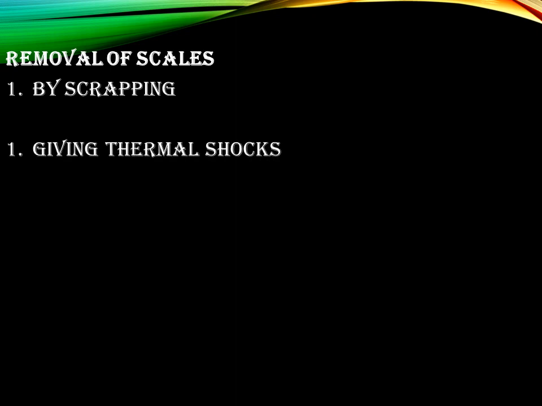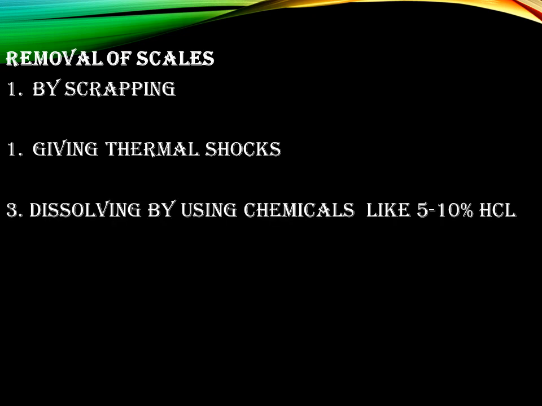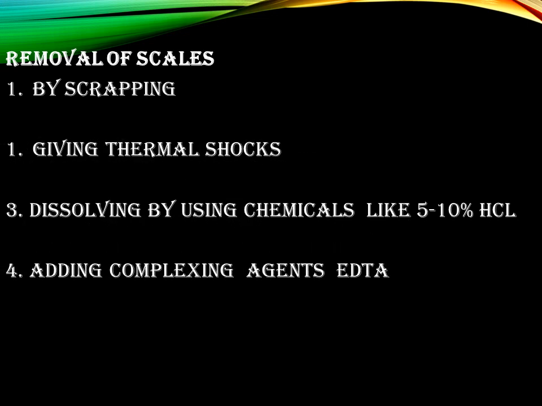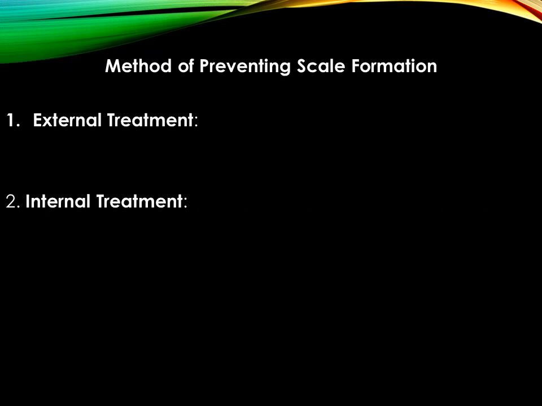Removal of scales. How can the scales be removed? By scraping. Giving thermal shock. Dissolving by using chemicals like 5 to 10% hydrochloric acid, we can dissolve the scales. Then we can use a complexing agent like EDTA. By adding this, we can remove the scales. Fifth one is the blow down process. So these are the methods by which we can remove the scales.